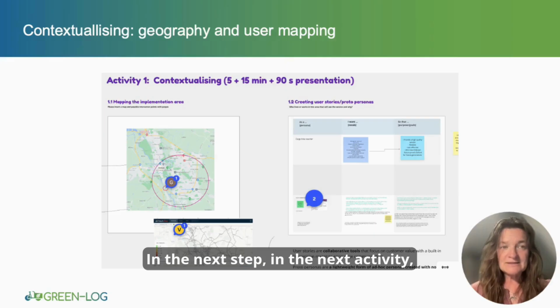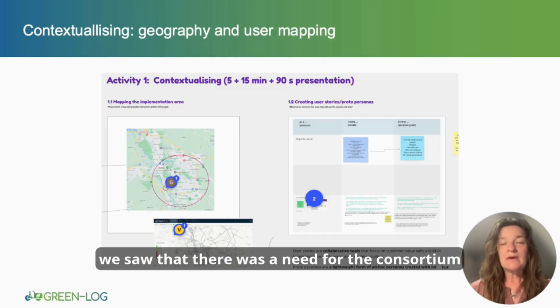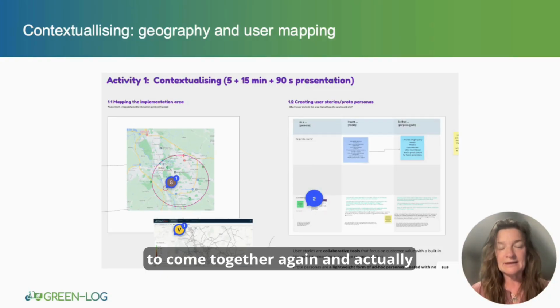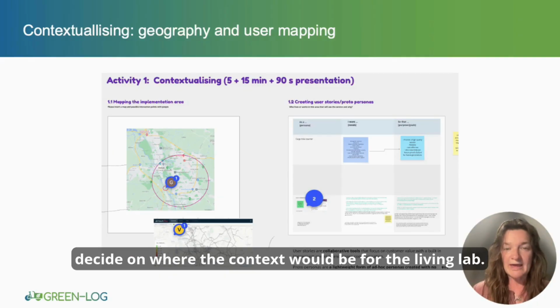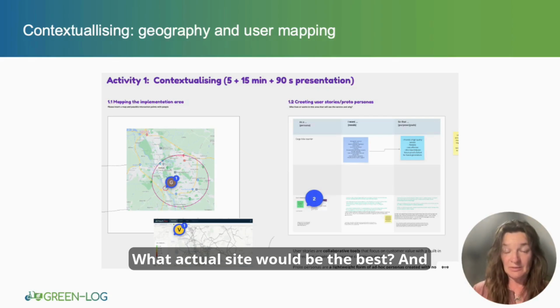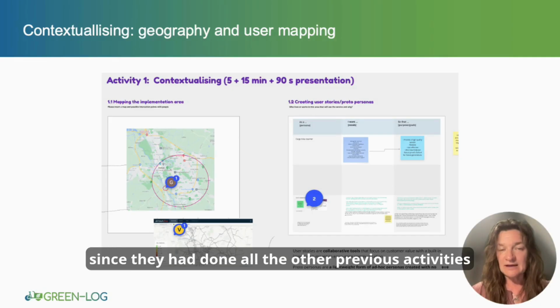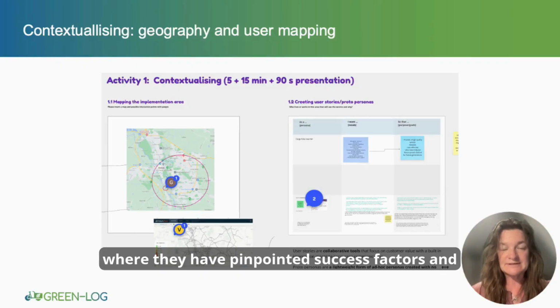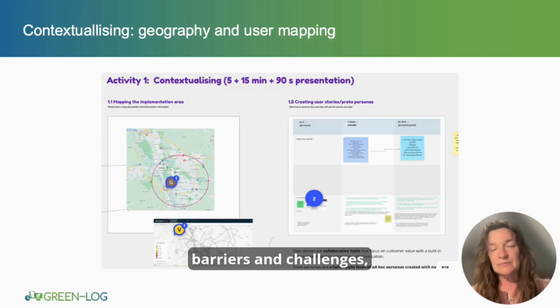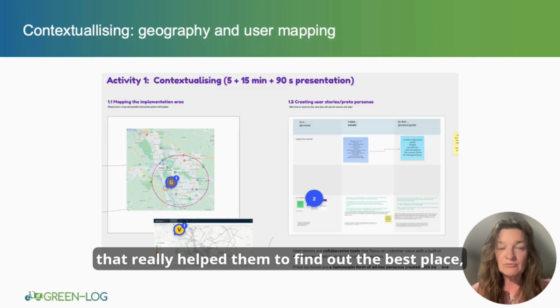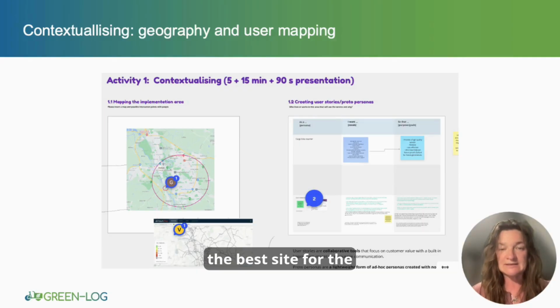In the next activity, we saw that there was a need for the consortium to come together and actually decide on where the context would be for the Living Lab. What actual site would be the best? Since they had done all the previous activities, where they pinpointed success factors, barriers and challenges, that really helped them find the best site for the Living Lab implementation.